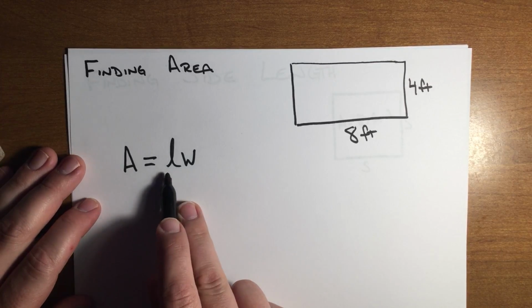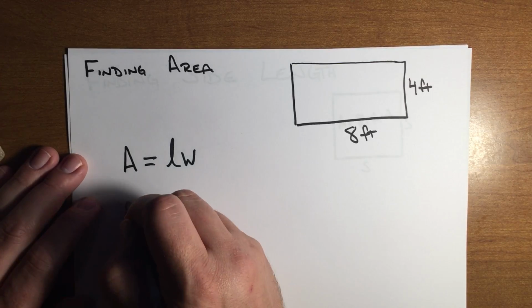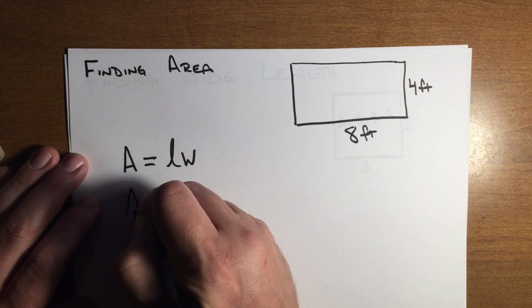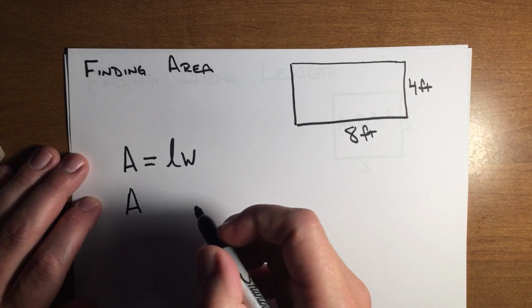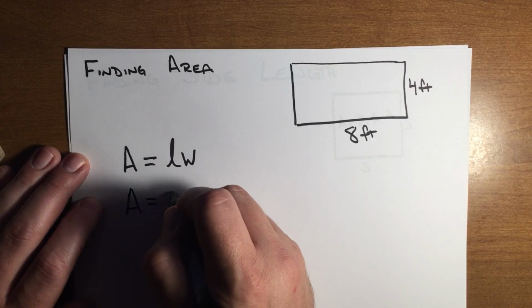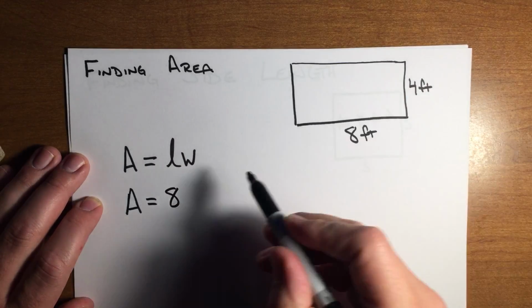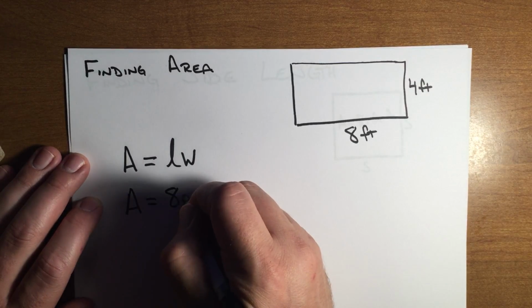So anywhere I see an L, I'm going to, again, replace it with 8. I have the same flower bed here, so my length doesn't change. My width does not change. And anywhere I have a W, I'm going to replace it with a 4.